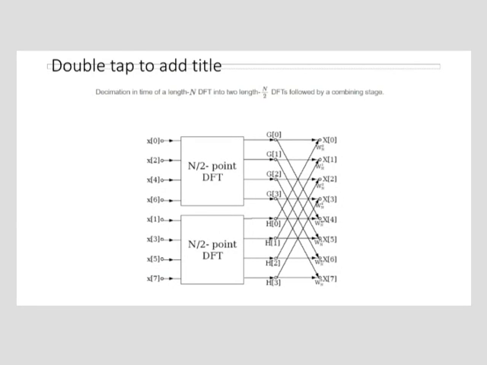Again, this diagram shows the decimation in time of a length N DFT into two length N/2 DFTs followed by the combining stages.